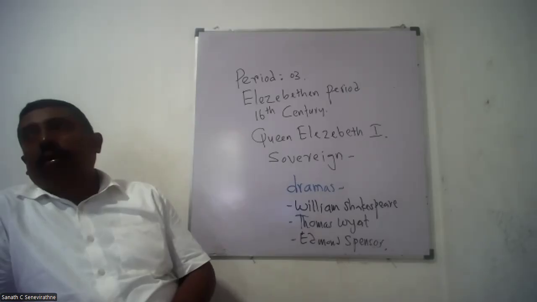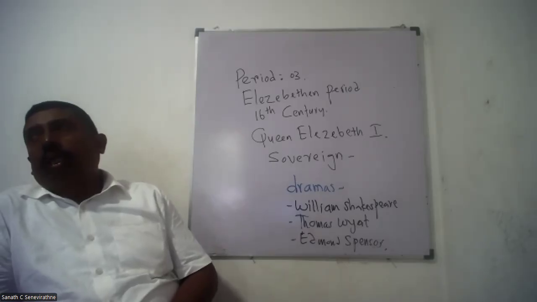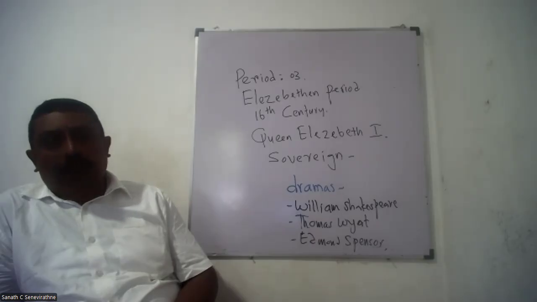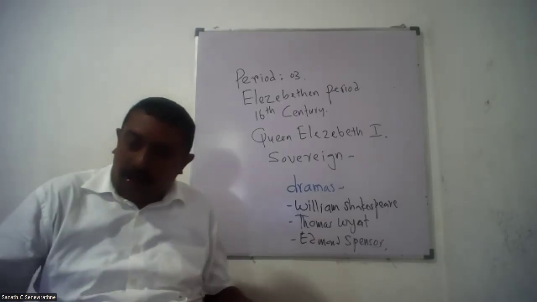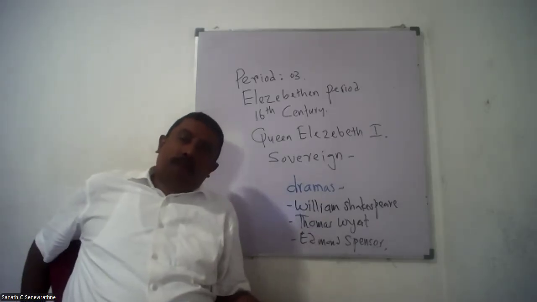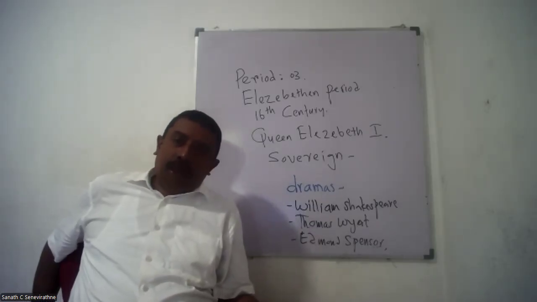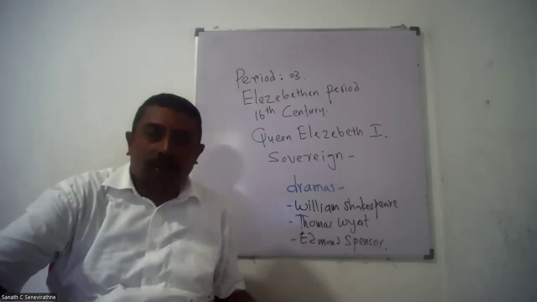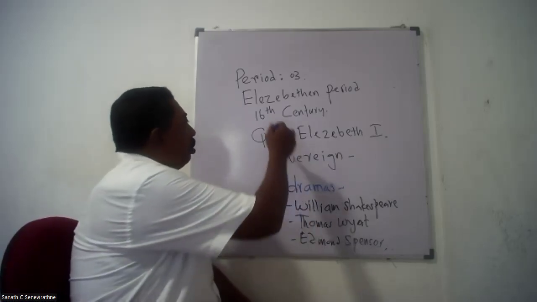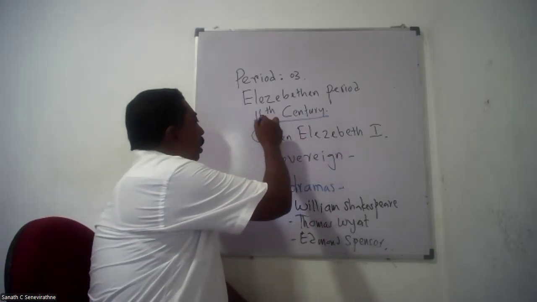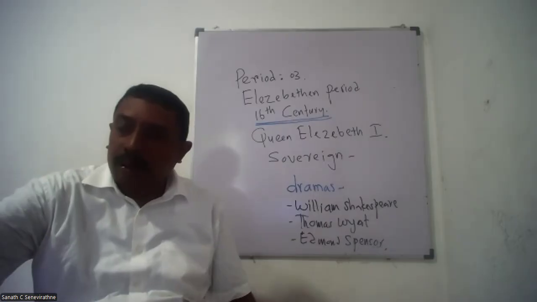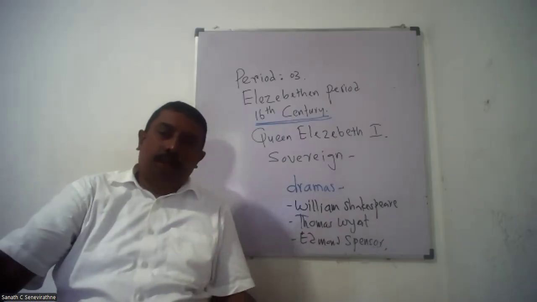Right. The third period of English literature is the Elizabethan period of 16th century. Elizabethan period of 16th century. Right.